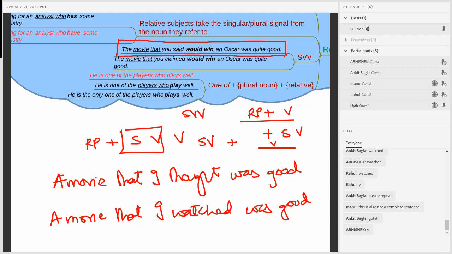Agreed? Okay. Now, one possibility with an SVV is that RP plus SVV could be RP plus V. When does that happen? When the first SV doesn't actually make sense with the noun. Or RP plus SVV could be RP plus SV plus some verb which has nothing to do with the relative pronoun.